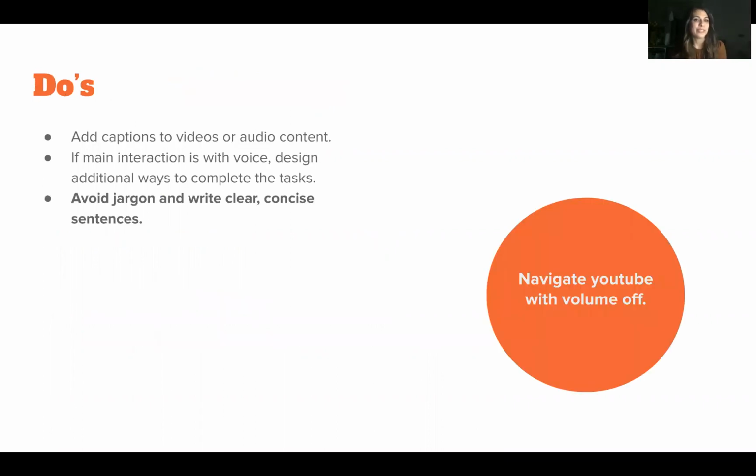So the do's for that are: add captions to video or audio content, like transcripts if you're going to have a big audio section. If the main interaction is with voice, like an Alexa type thing, design additional ways to complete those tasks. And again, avoid jargon and write clear, concise sentences. And I did include an activity to navigate YouTube with the volume off. Sometimes the captions are not even there, I think. I've come across that, but yeah, that's that on that.